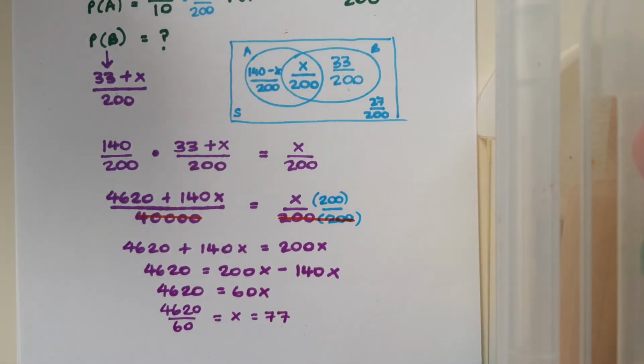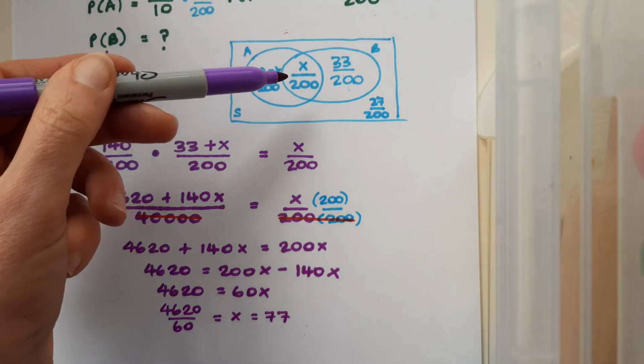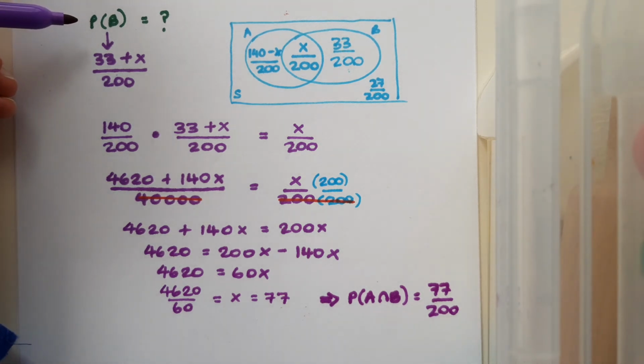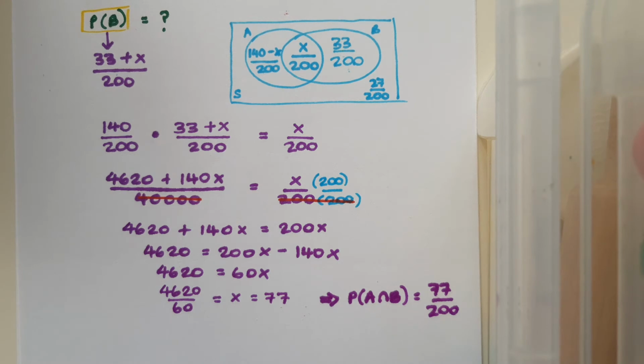And that comes out as 77. So now I know what's in the intersection of my Venn diagram from earlier. And now that I know this intersection, it's really easy for me to find the probability of B. And don't forget, that was the goal in this question all along.